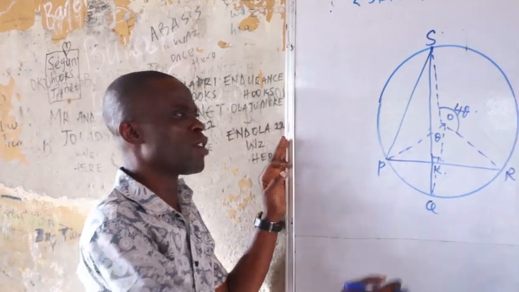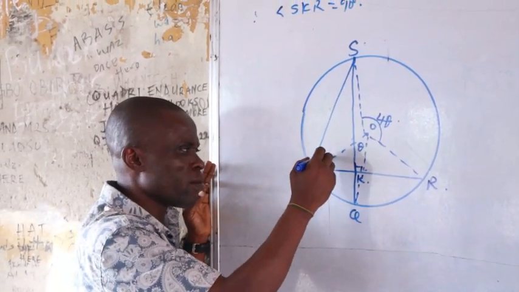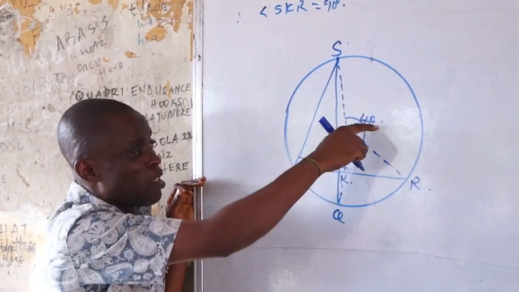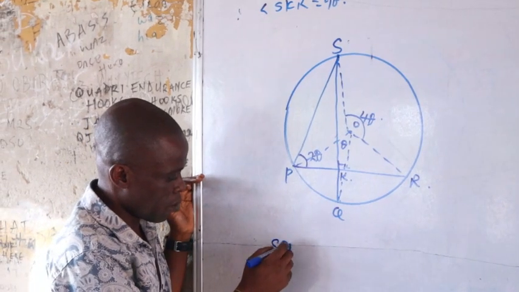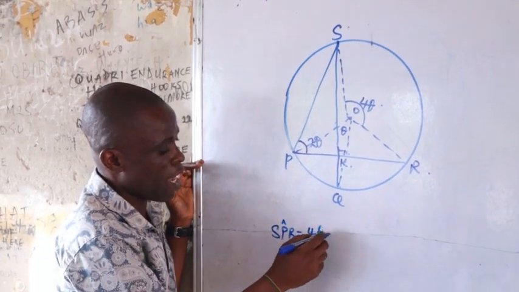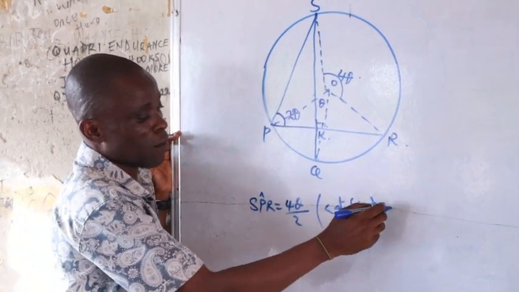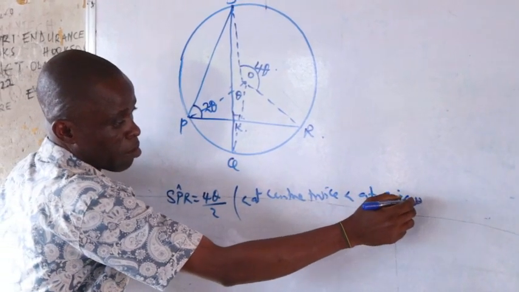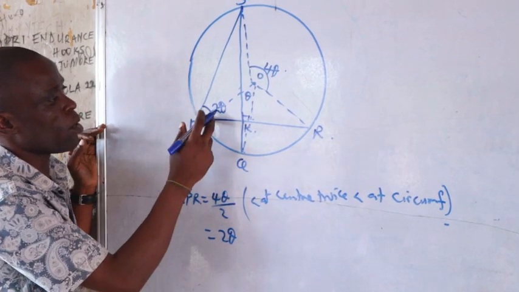So this one that is 4 theta, look at this. This one that is 4 theta, this is 2 theta. Do you know that? Yes, sir. Angle at center, let me say SPR, is equal to 4 theta all over 2. Reason: angle at center is twice angle at circumference. So this is 2 theta. That's why this one is 2 theta.